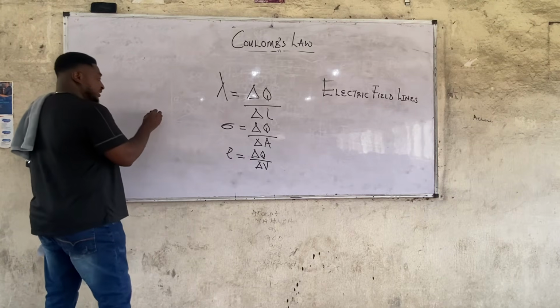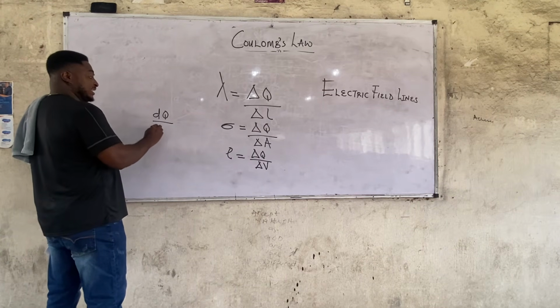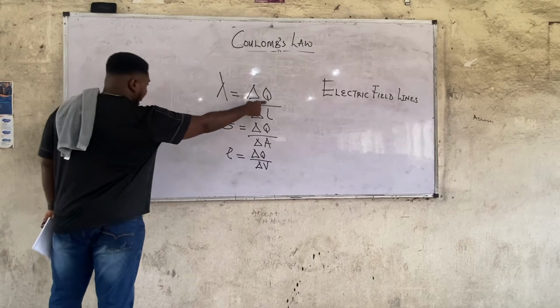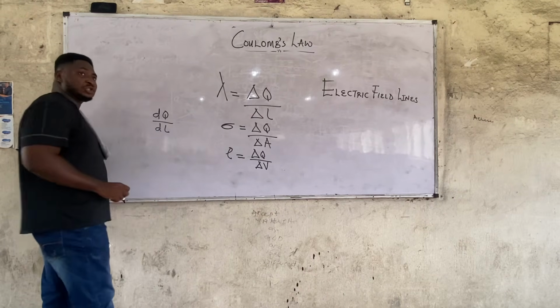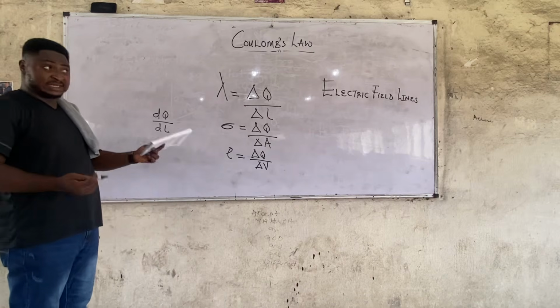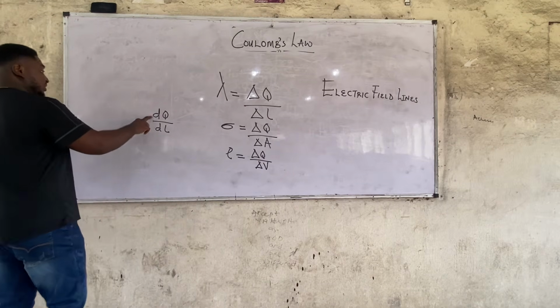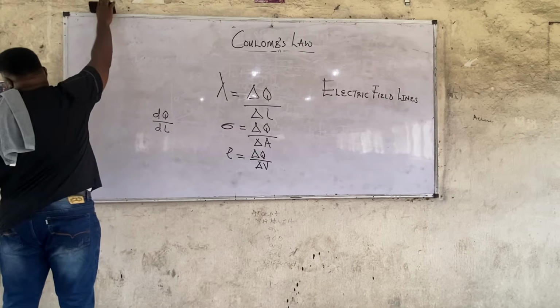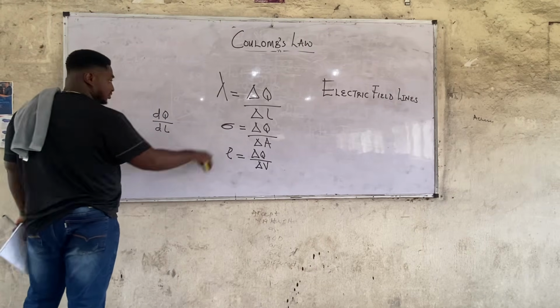I hope you know that if you see dq over dl, it still means something has changed. If you go to your test and they use d instead of delta, it means the same: a change in q over a change in l. So you can use either d or delta to represent change.